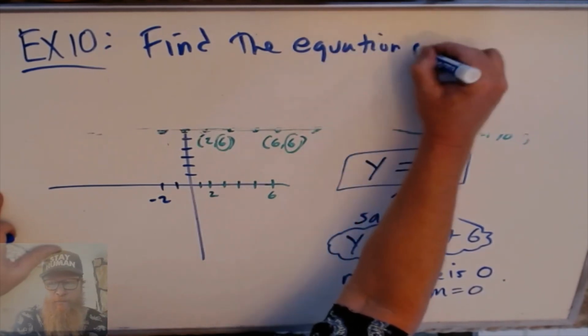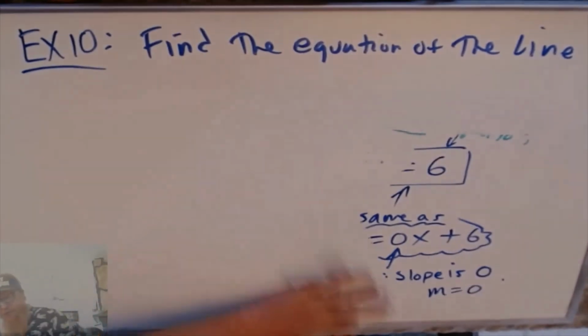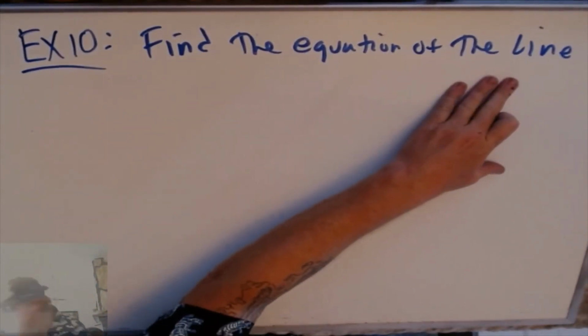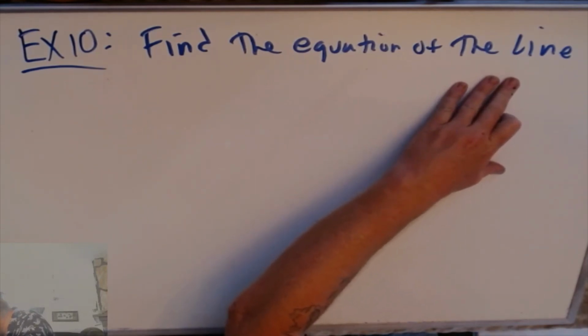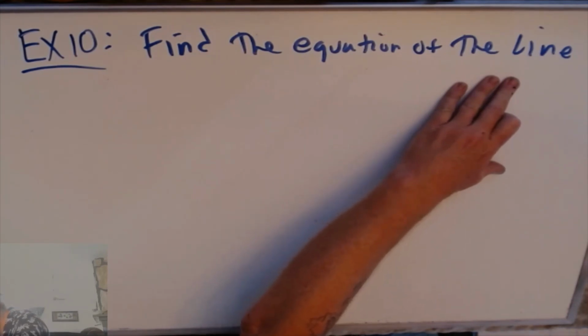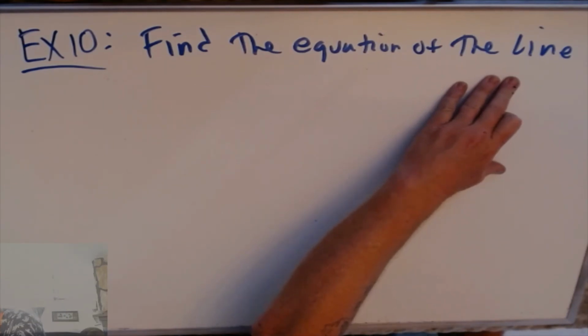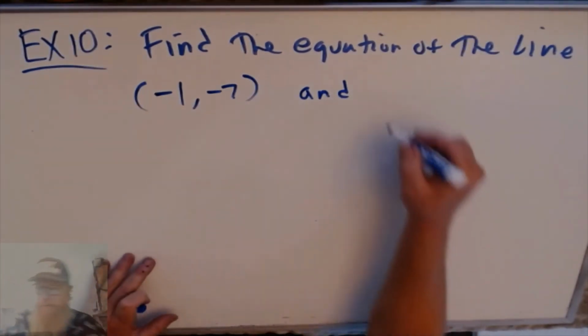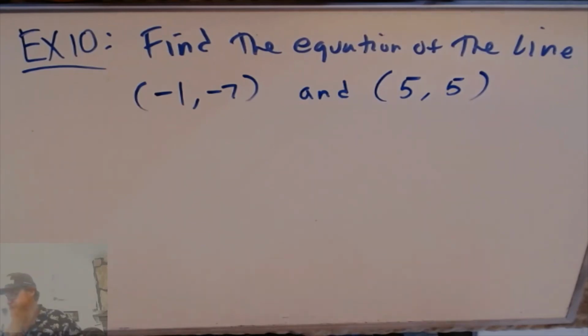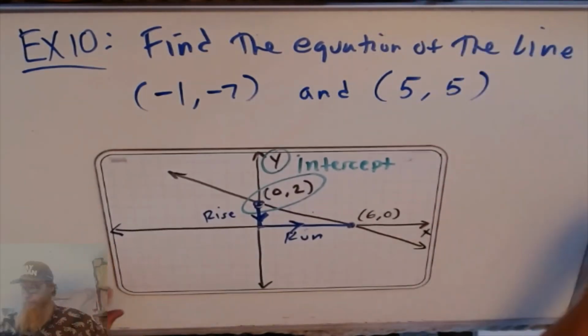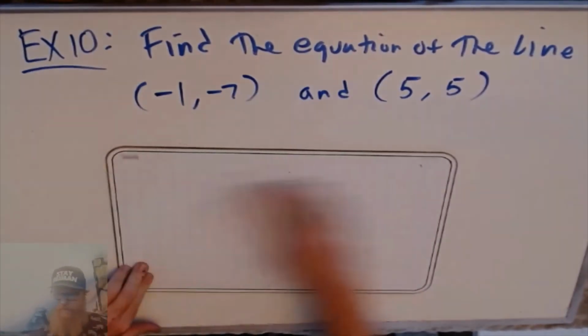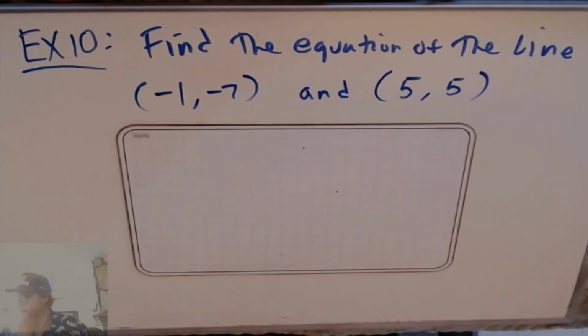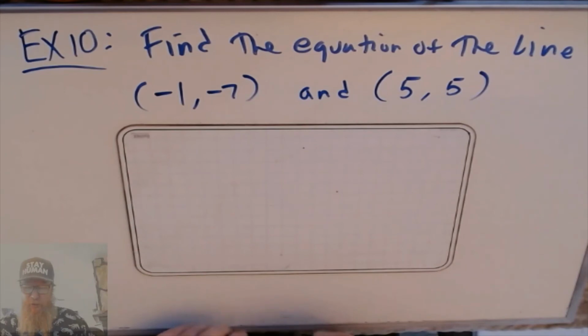Find the equation of the line. Now this line's not a special case. It just says the line. It's not horizontal nor vertical, so you have to just work it out. Passing through the points (-1, -7) and (5, 5). So this is the worst case scenario, because I'm basically just giving you 2 points, and you have to do everything else.